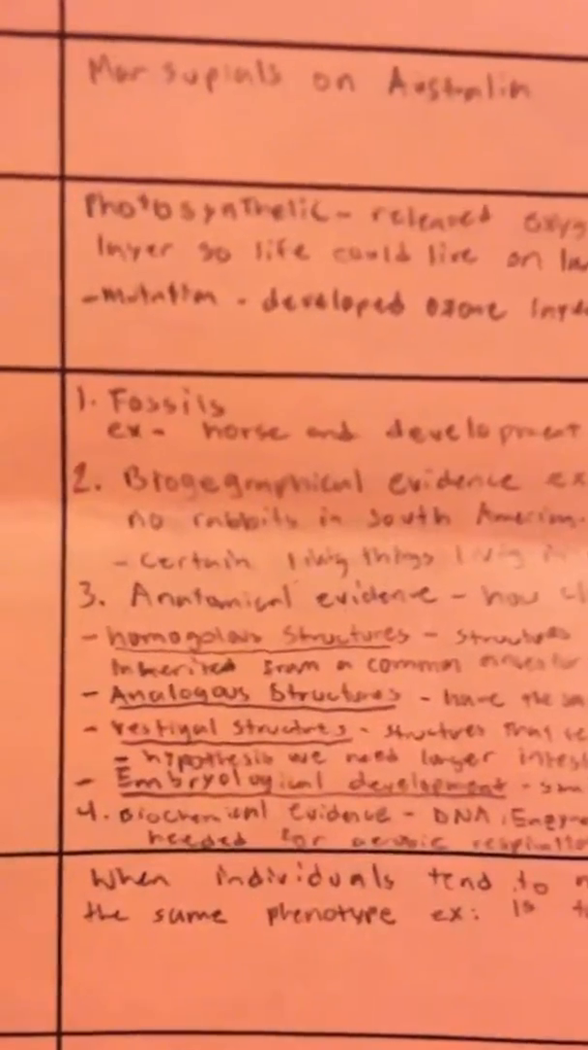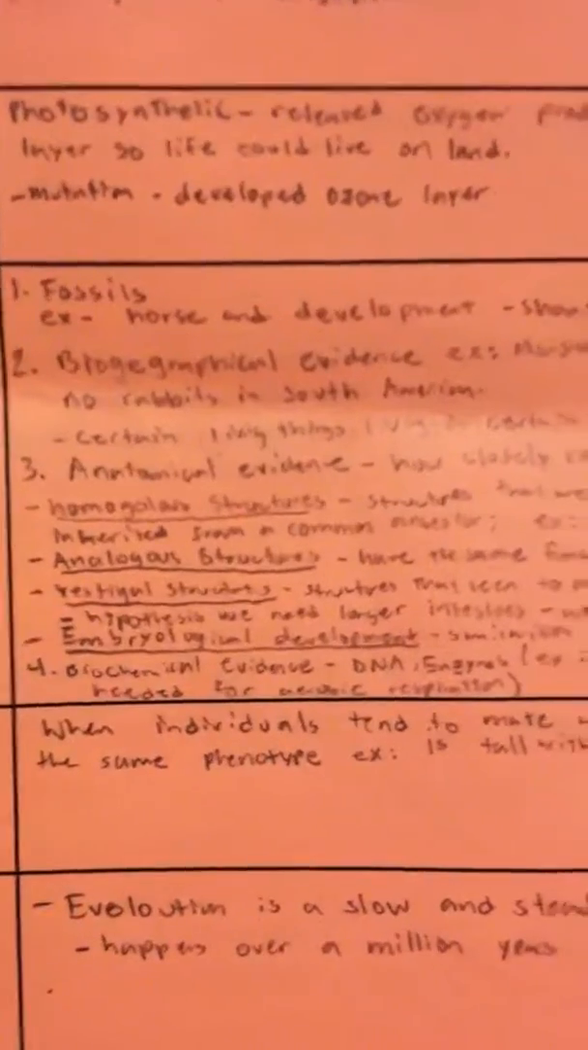Number 4, biochemical evidence, DNA, enzymes. Example is cytochrome, which is a protein needed for aerobic respiration. Okay, then down we have when individuals tend to mate with those that have the same phenotype.